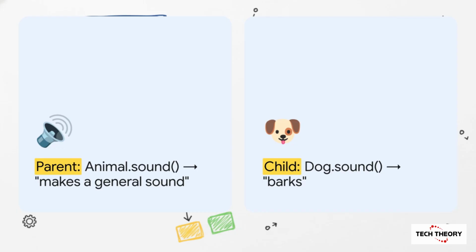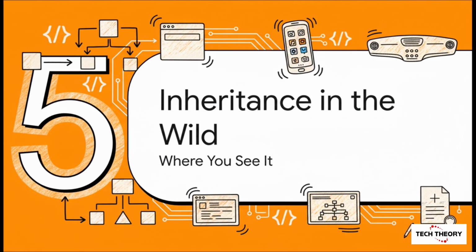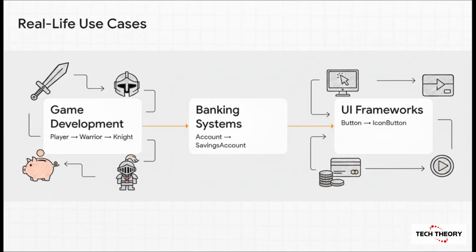Pretty cool, right? Now, I know this can all feel a little bit abstract, like it's just for programmers. But the truth is, you are interacting with stuff built on inheritance every single day. Let's take a look at where this pops up in the real world. Think about game development. You might have a basic player class. From that, a warrior class inherits, getting all the player stuff. And then an even more specialized knight class can inherit from the warrior. Or how about banking systems? A savings account is really just a special version of a generic account. And even the buttons on your screen, that fancy icon button with a picture on it, it's just a special kind of a plain old button. It's literally everywhere once you start looking for it.